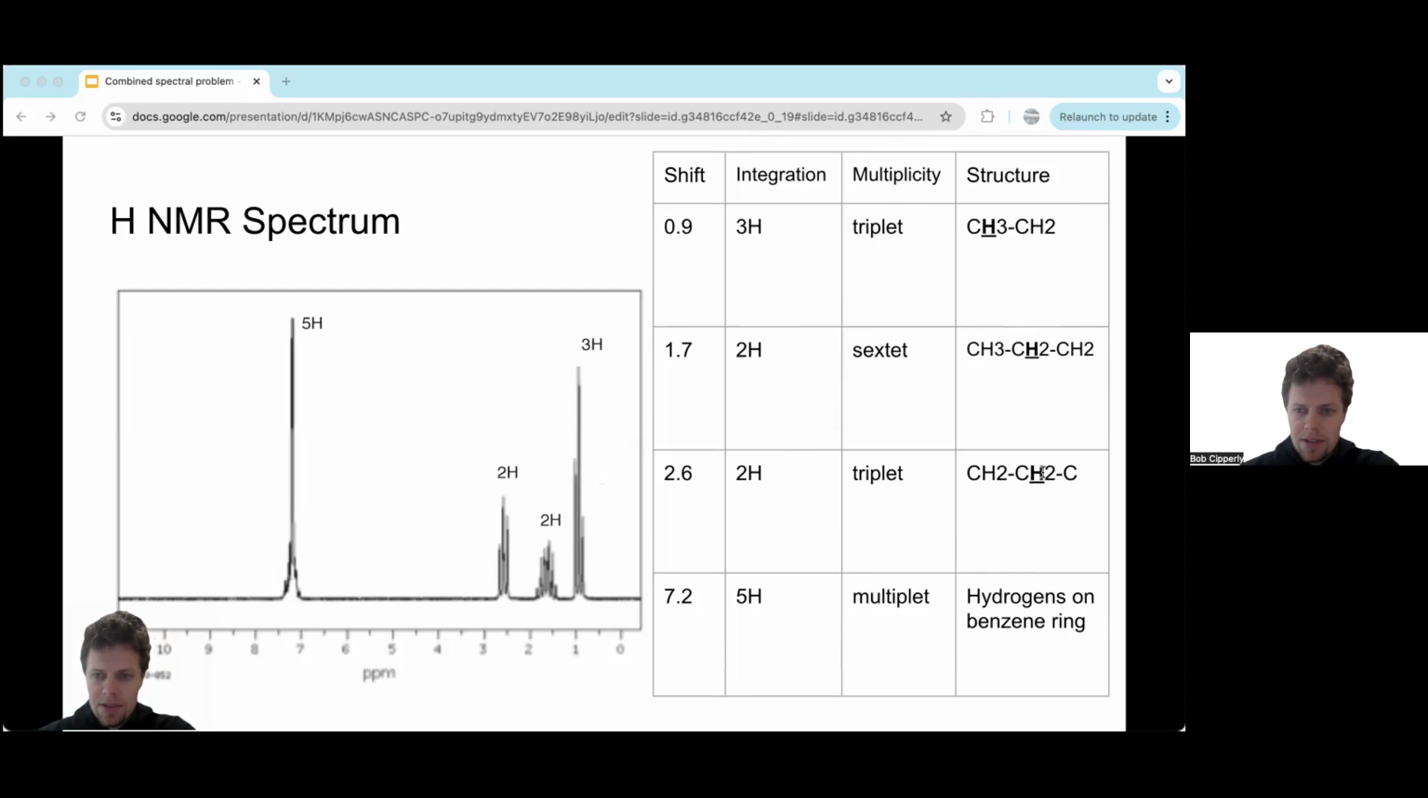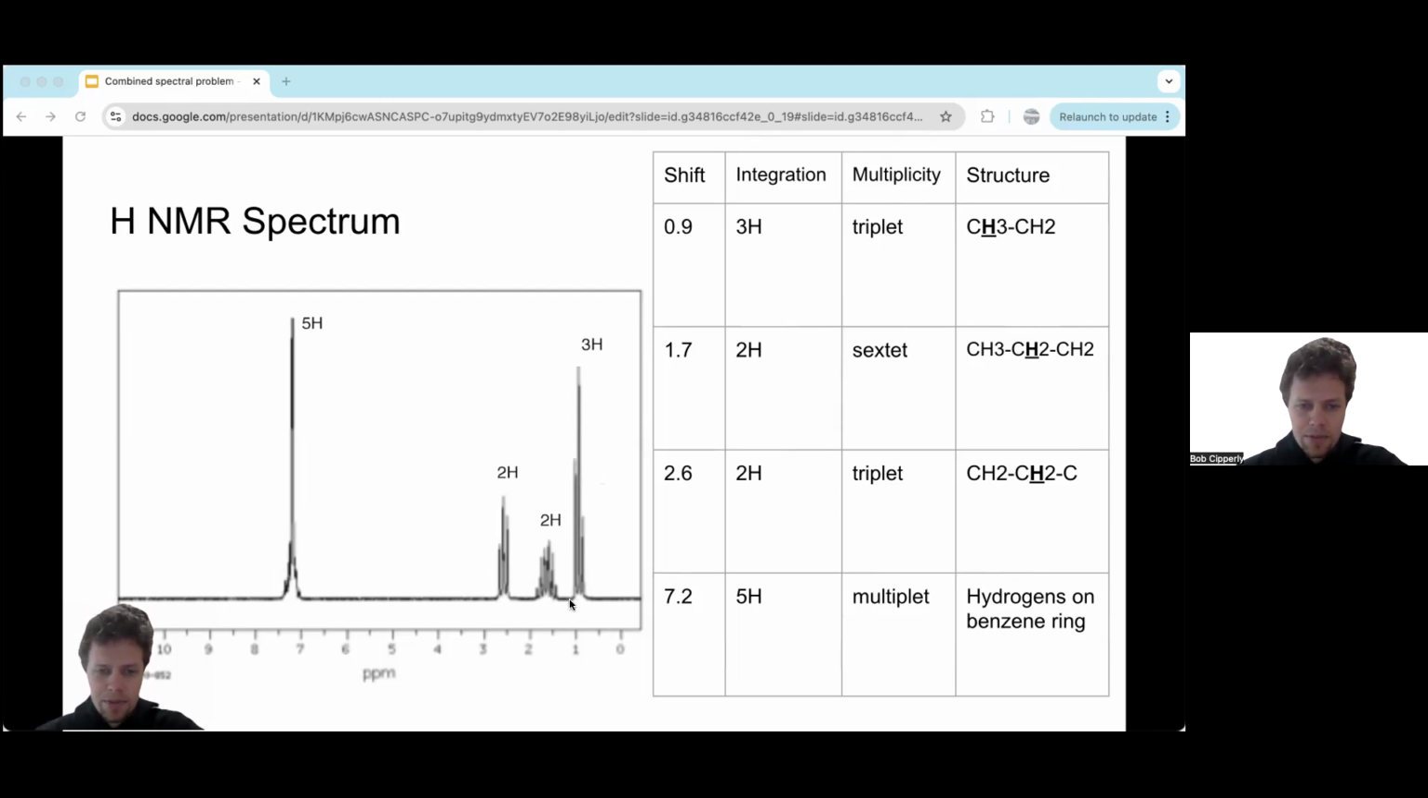So the first shift is a triplet. It's indicating that it has 2 neighboring hydrogens on the adjacent carbon. And this is likely the last carbon that could be in the chain. The next one up that has 2H, but it has a multiplicity of 6, making it a sextet. So that could be in the middle of the chain with 3 neighboring hydrogens on one side and 2 neighboring hydrogens on the other, giving it the sextet signal or multiplicity.